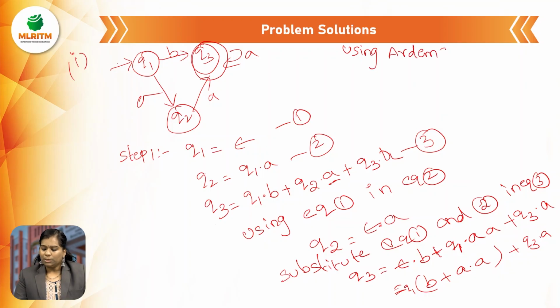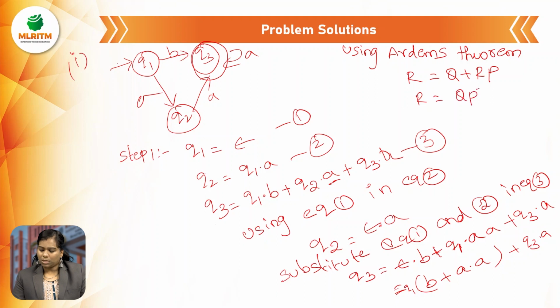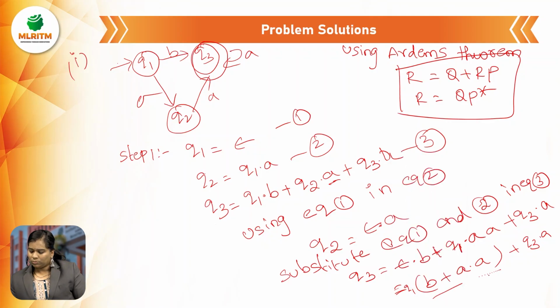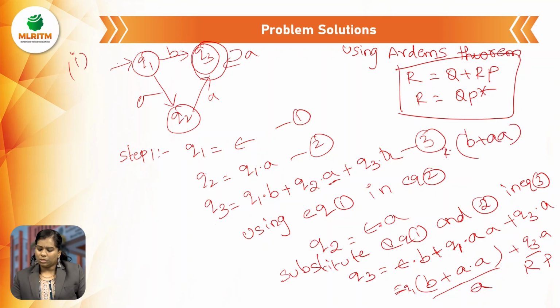Here, using Arden's theorem. What is Arden's theorem? R is equal to Q plus RP, so R is equal to QP star. Here this is R equals Q plus RP, where Q is B plus AA. So R is equal to B plus AA.